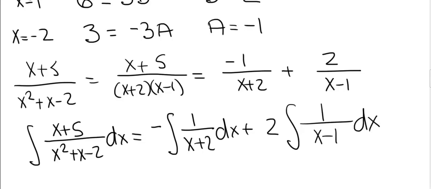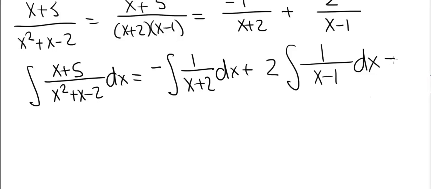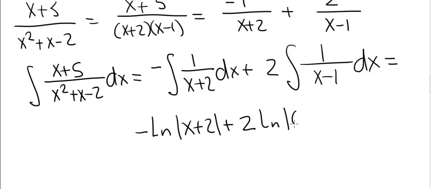The integrals on the right are very easy. They're just natural logs. There's no need for any substitution. So this is minus ln of absolute value of x plus 2 plus 2 times ln of absolute value of x minus 1 plus C.